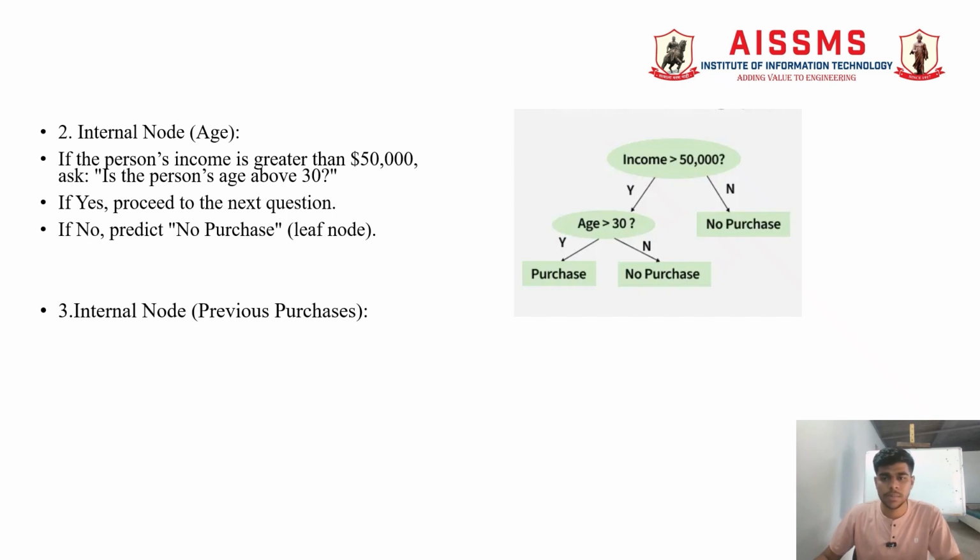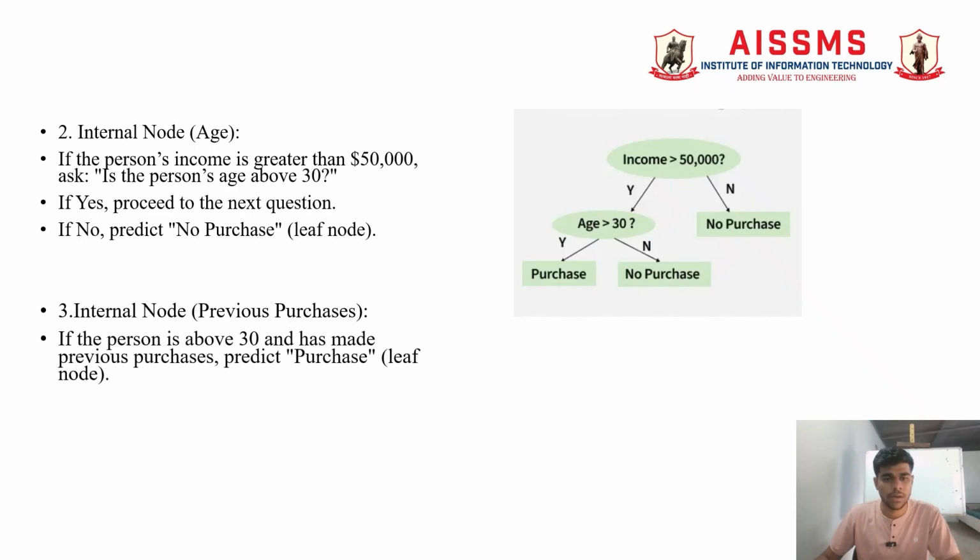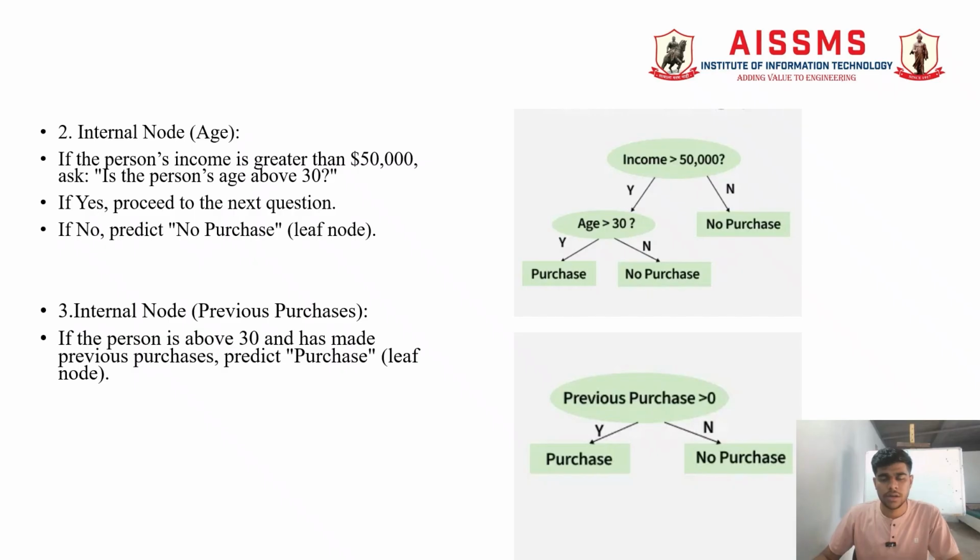The second internal node is previous purchase. We can also see the customer's previous history, like whether they made a purchase or not. If the person is above 30 and has made a previous purchase, predict yes. This is our second internal node. In this internal node, we can see the customer history. If the customer made a previous purchase of any kind of product, then the customer will definitely buy a new product. If the customer has not made any kind of purchase, then definitely no purchase.